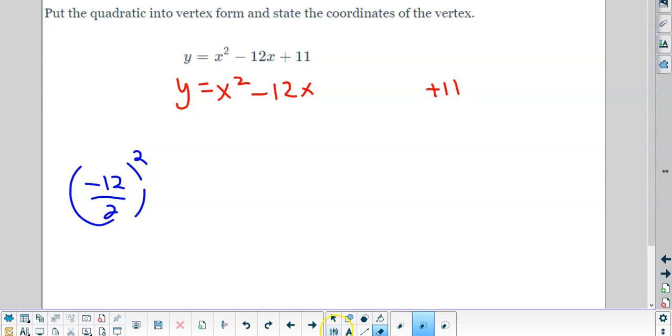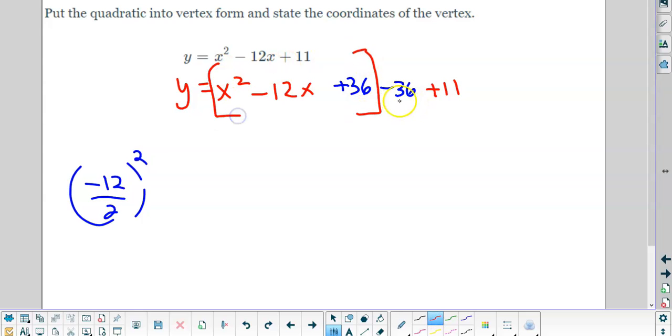So negative 12 divided by 2 is negative 6. Negative 6 times negative 6 is 36. So I'm going to plus 36 and minus 36 so that I technically do nothing. This part I'm going to factor, and this part I'm going to combine like terms. So steal the sign from the middle, square root the last number, and then combine negative 36 plus 11. I believe that's negative 25.